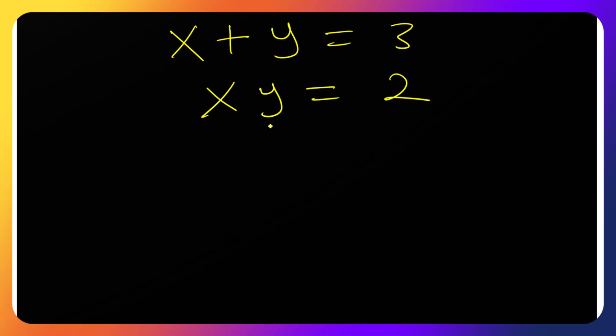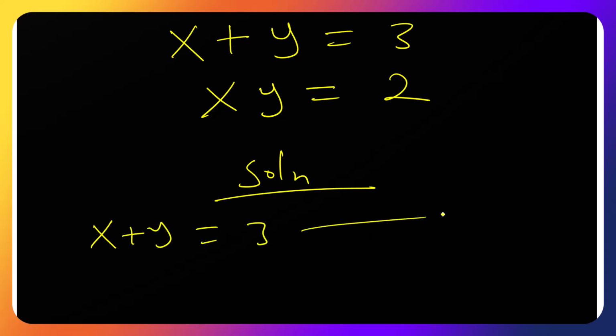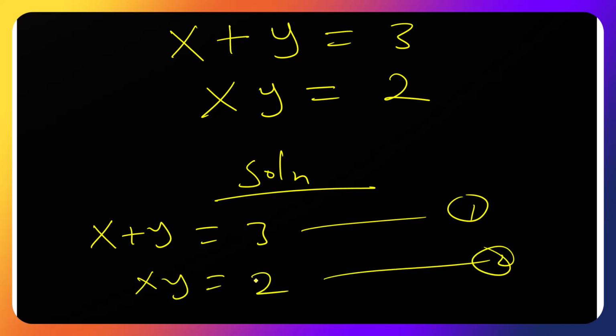Now let's solve for x and y here. Given x plus y equals 3 and xy equals 2. Alright, so from here, solution, we can call the first one equation 1, then the second one equation 2. Alright, so we can make one of the variables the subject and substitute it in the next equation.